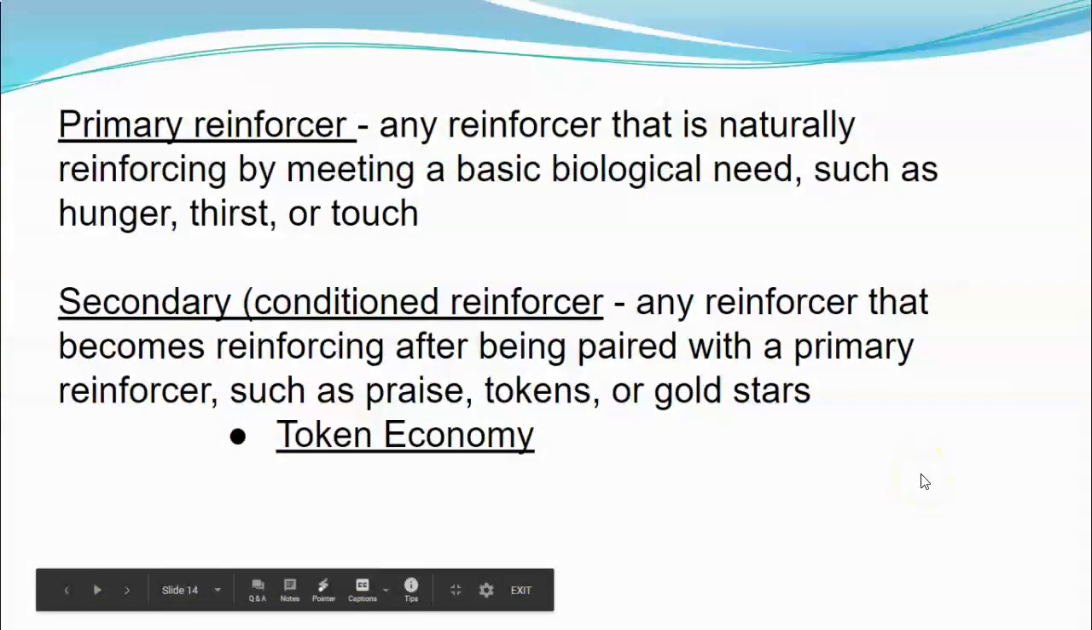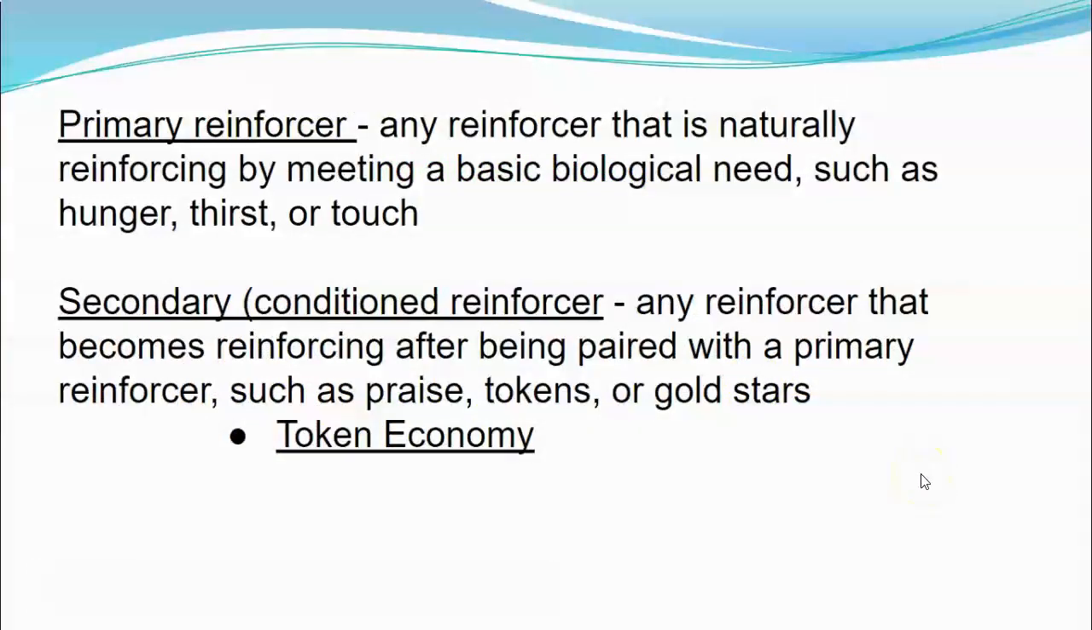Okay. Oh, actually, first let's talk about the difference between primary reinforcers and secondary reinforcers. Primary reinforcers are basically anything that naturally is reinforcing, like food and water, connection, human contact with people. These would be primary reinforcers. Secondary are conditioned reinforcers. They're things that we've paired with primary, that we've made valuable, even though in and of themselves they may not be, such as praise, tokens, gold stars. A token economy would be under secondary reinforcers.